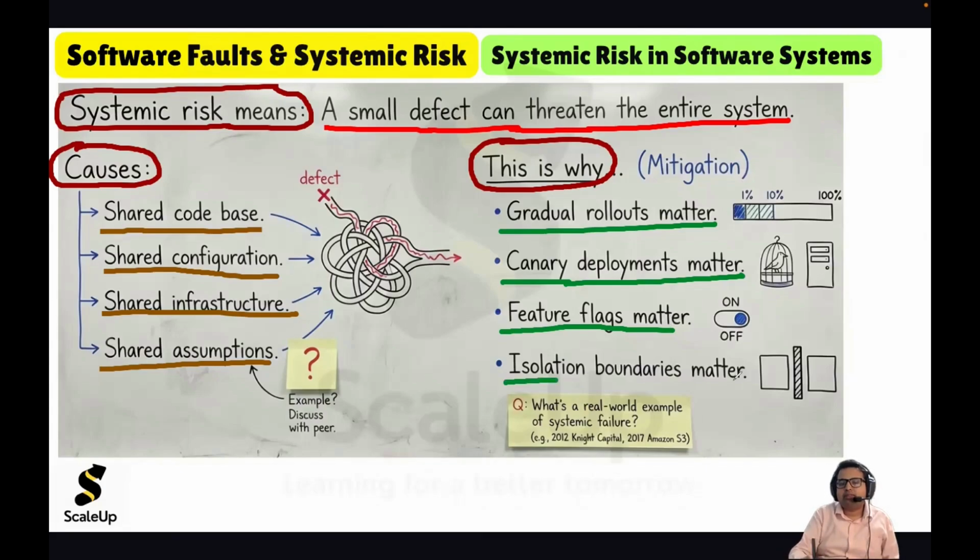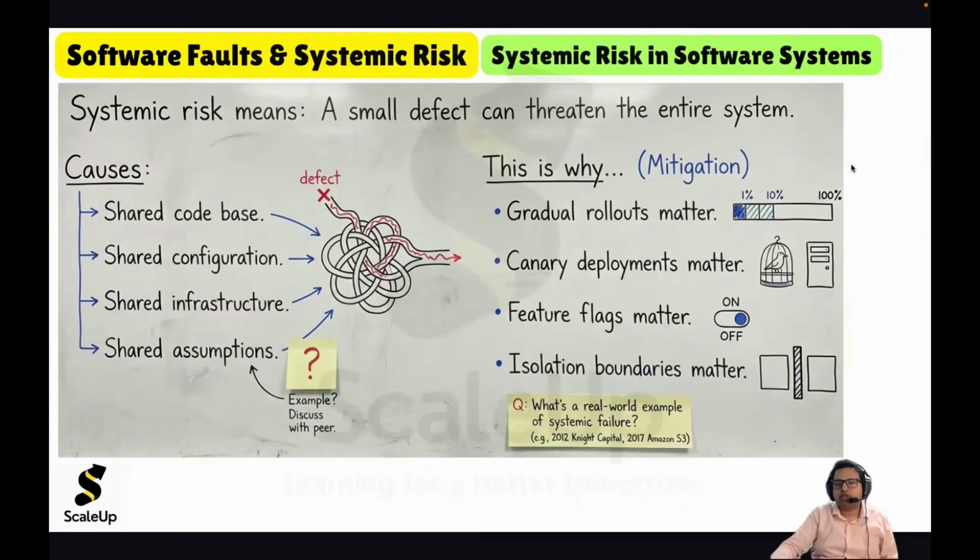Isolation boundaries matter. So we saw systemic risk in software systems, its causes, and how we can mitigate it and deal with it.